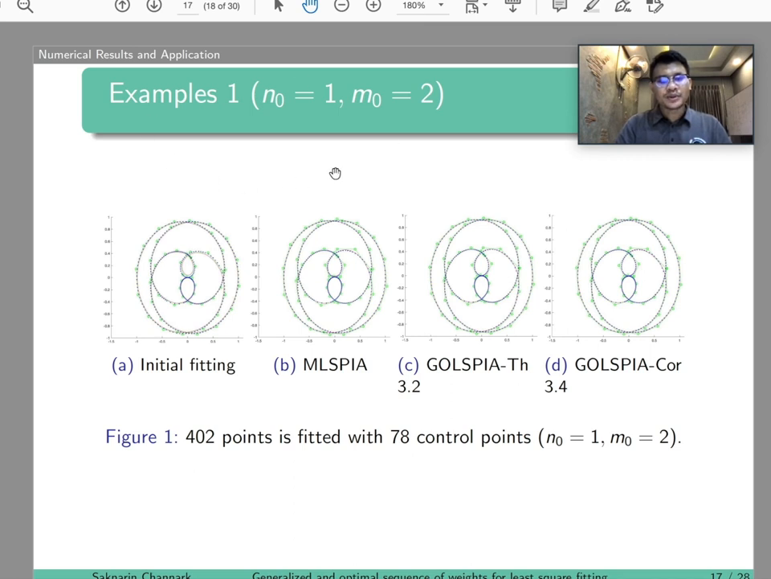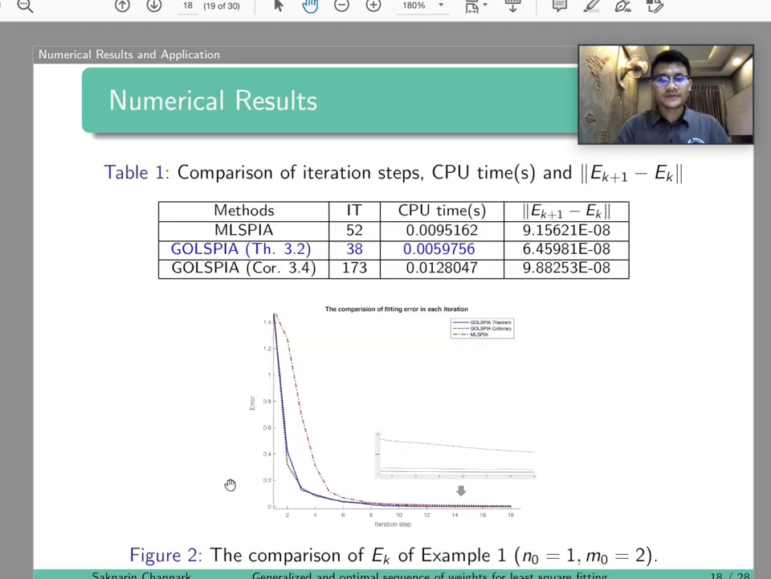This is an example of a function mapping from R1 to R2 with 402 data points, which is fitted with 78 control points. For the numerical result in Table 1, we compare the iteration steps, CPU time, and difference of the error of three methods: MLSPAA, GOLSPAA from Theorem 3.2, and GOLSPAA from Corollary 3.4.